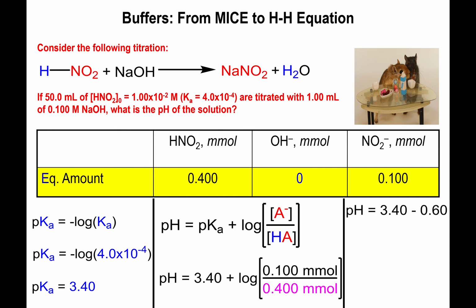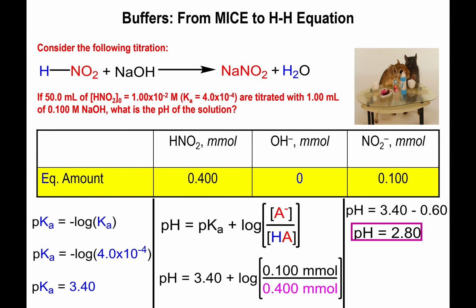So carry out that division, take the log of it, you're going to find out that that equals negative 0.6. So add the negative 0.6 to 3.40, which is the pKa, and you'll find out that the pH after adding 1 mL of hydroxide is 2.80.